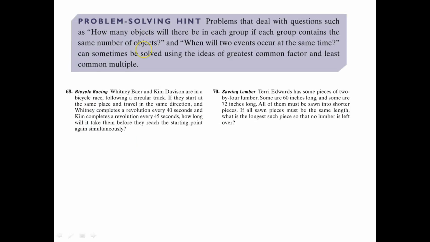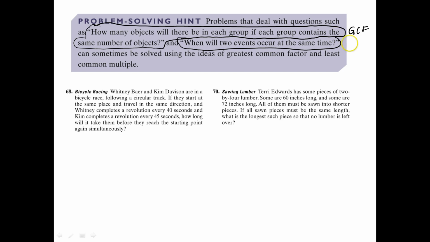Finally, let's look at word problems that involve the GCF and the LCM. What you should do basically is read through the problem, and as you read through, if you find yourself looking for how many objects will there be in each group, if each group contains the same number, then that's going to be GCF. If you find yourself looking for when will 2 events occur at the same time, that's going to be LCM.